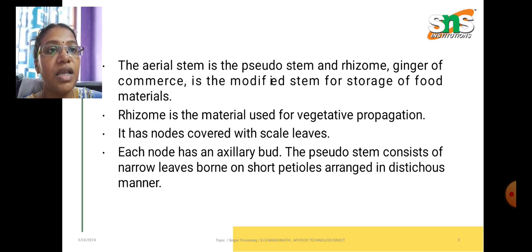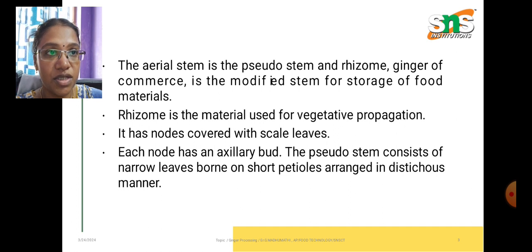Since ginger is a rhizome, the aerial stem is the pseudostem and the rhizome, and ginger is a modified stem for the storage of food materials. This rhizome is the material that is used for vegetative propagation, and each node has an axillary bud. The pseudostem consists of narrow leaves on short petioles arranged in a distichous manner.